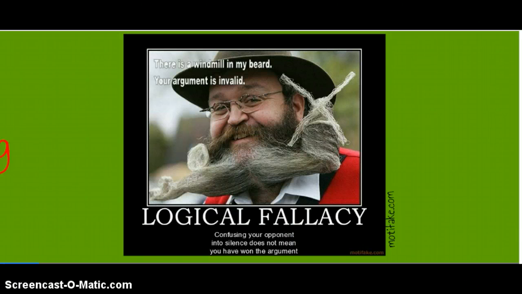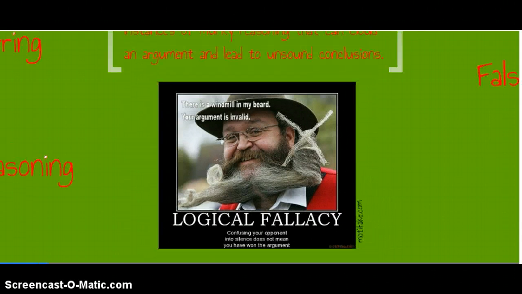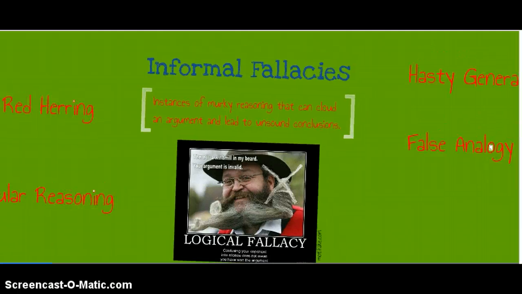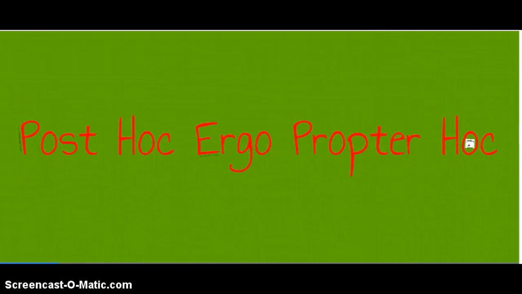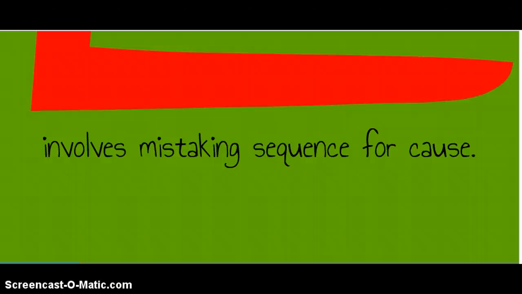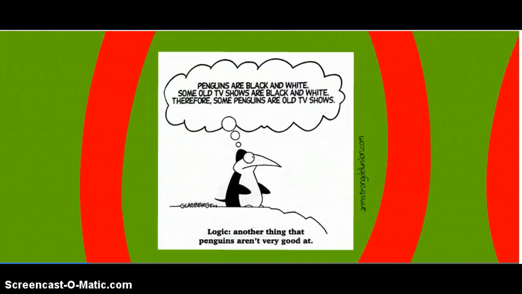Confusing your opponent into silence does not mean you have won the argument. Let's look at a few types of logical fallacies more closely. The first is called post hoc ergo propter hoc. In Latin, this means after this, therefore, because of this. This type of fallacy involves mistaking sequence for cause. It's also similar to the difference between causation and correlation that we discussed at the beginning of the semester.